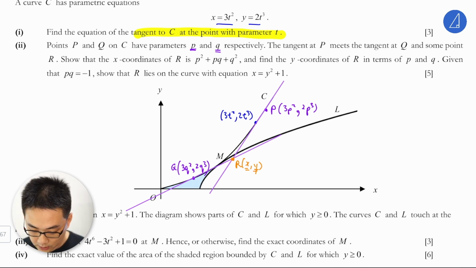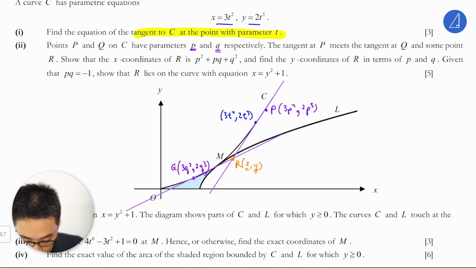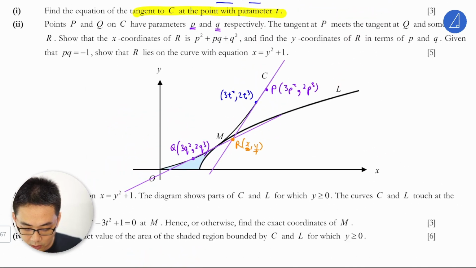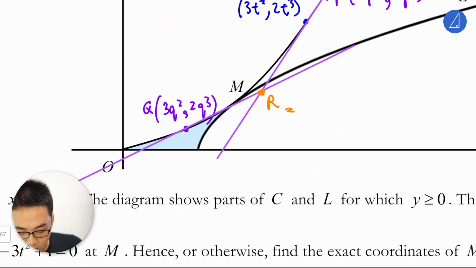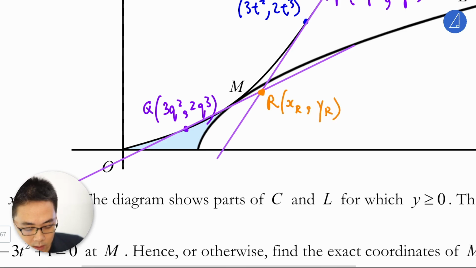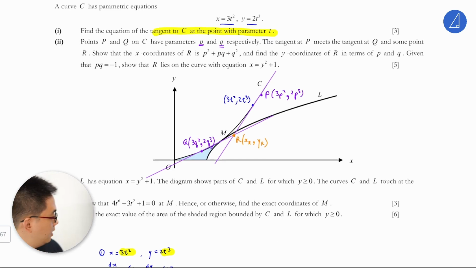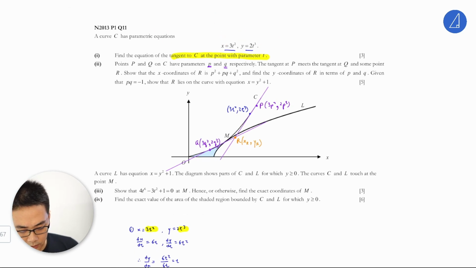Hence, the x coordinate of R. So we need to find this x coordinate here, and the y coordinate. To be careful, you can just write x subscript R, y subscript R, just belonging to R. That will be a good practice. That's why we use subscript. Then you won't get confused with this x here and this x here. So these two x are different. Okay, so I think I'll just do it.